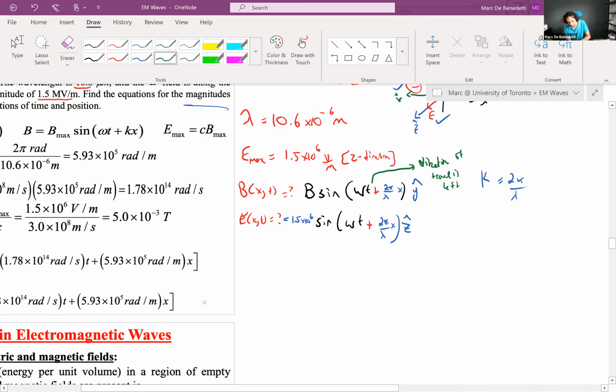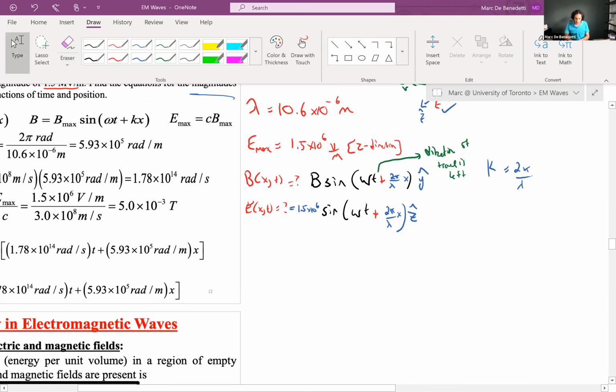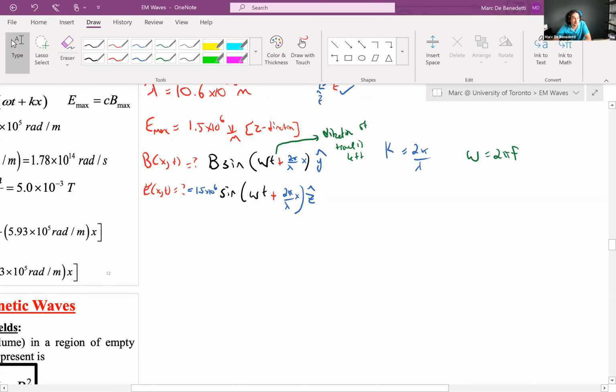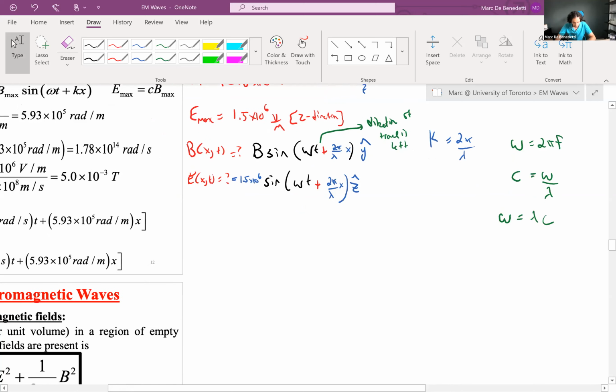And then the only thing that's left that we really have to figure out is omega. We don't know what omega is. So we look at our equations. We know omega equals 2 pi times the frequency, that's true, but we also don't have the frequency. Well, our other equation is that the speed of light equals omega over k, so with these two equations we should be able to sort out what we need. So omega is going to equal lambda times c. And we have lambda in the question.